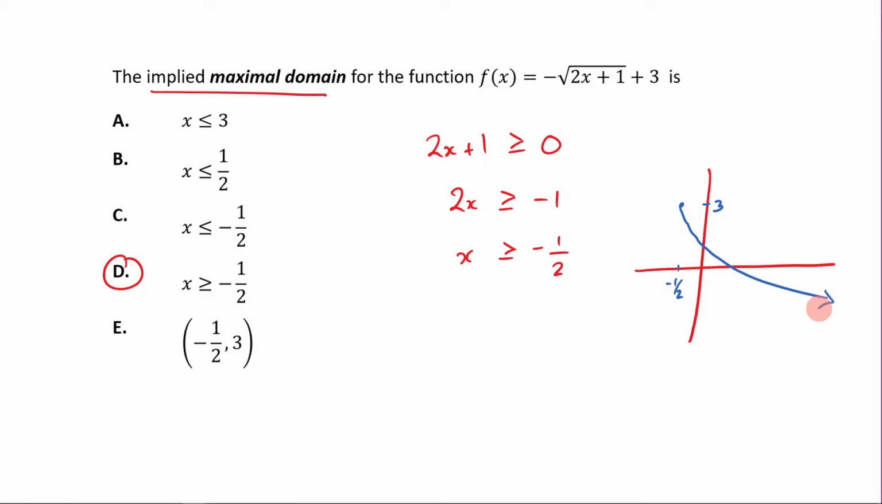And as you can see, my domain is from -1/2 to infinity. It's starting there, going all the way to there. So in other words, x is greater than or equal to -1/2. That's why D is my answer there. But again, you don't have to sketch it.